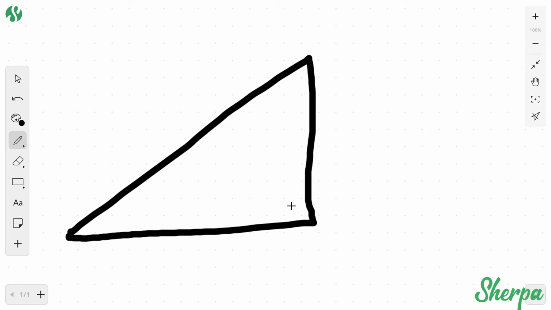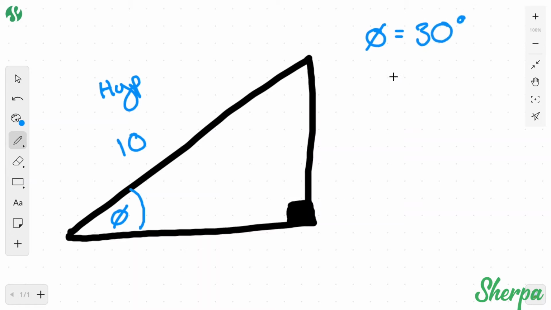If we draw one up here real quick, we've got our right angle and we also have an angle theta. I'm going to put this in a different colour just to make it a little bit easier to see. We have angle theta here, and I'm going to set my hypotenuse to 10 units long. This could be centimetres, metres, it really doesn't matter. And I'm going to set theta equal to 30 degrees.